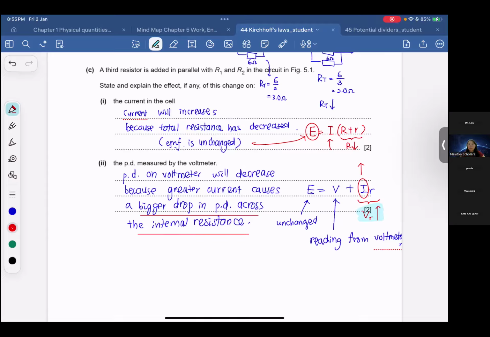Is that clear, dear? Yes or no? Prasan okay? Vashini okay? Power okay? Wesley, Sean, yes, good job.